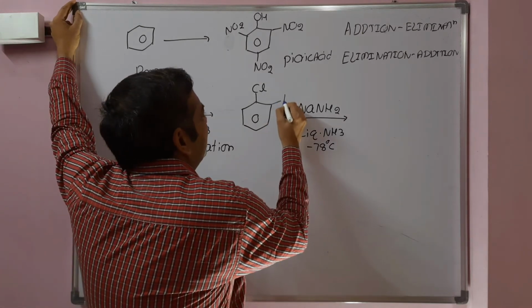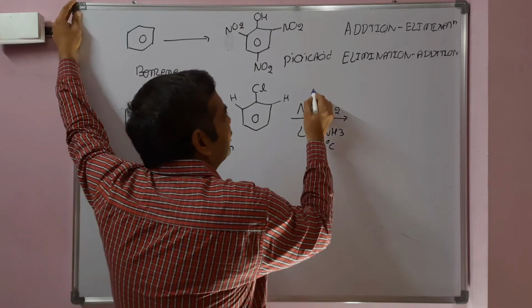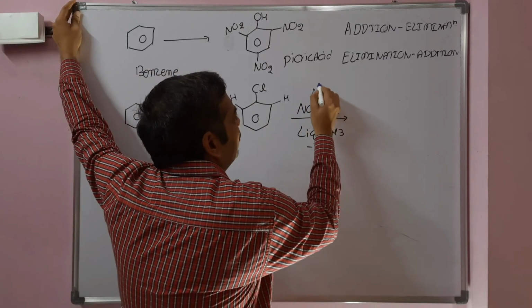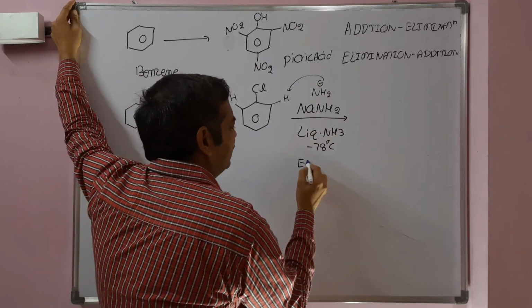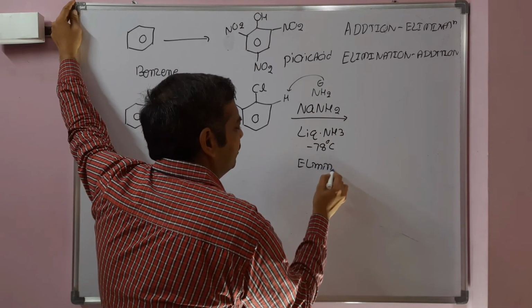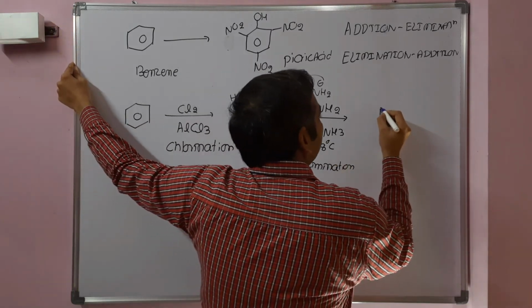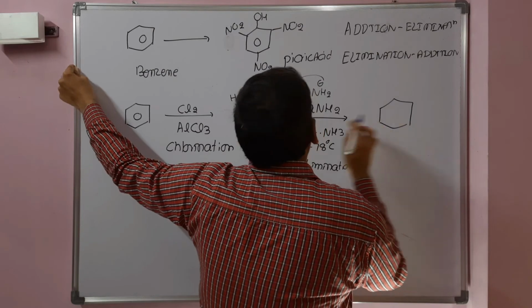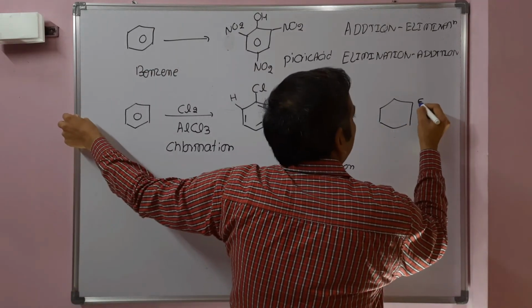Here 2 beta hydrogens are available, and these 2 beta hydrogens are the same. First NH2 minus will abstract a proton from either of the beta hydrogens. So the first step is elimination. Regarding this mechanism, you can check my previous class. We will get a carbanion. For better understanding, I am writing this one.